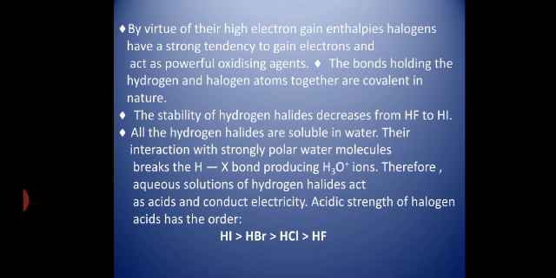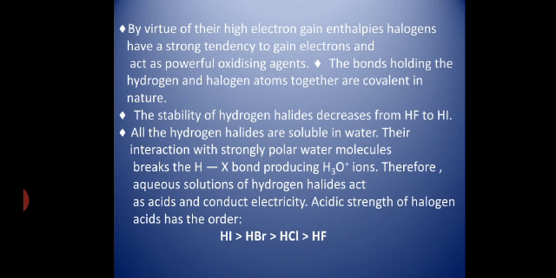The ionic character of these metal halides decreases in the order fluorides, then chlorides, then bromides, then iodides. Ionic character decreases in this order. Fluorides have the maximum ionic character, then chloride, then bromide, then iodide. Alright, the iodides have the least ionic character and the fluorides have the maximum ionic character.